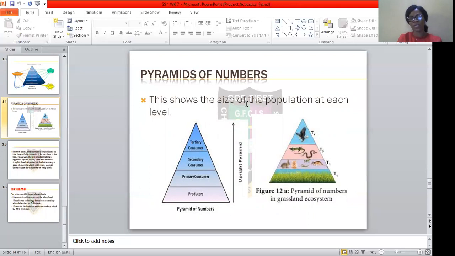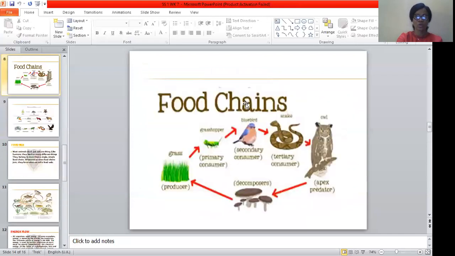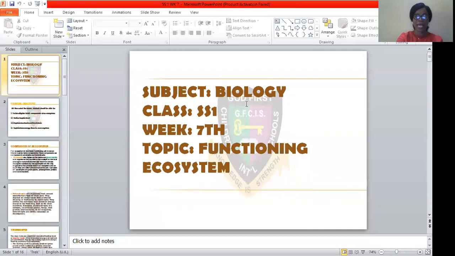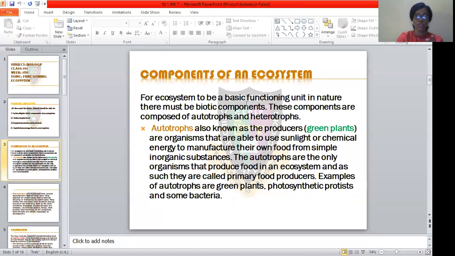With this, I would like to tell you that we have come to the end of today's class. Remember, let's do a quick recap. I talked about the topic for today, functioning ecosystem. And I said that for an ecosystem to function, it must have some components, which are the autotrophs and the heterotrophs. The autotrophs, as we all know, are the producers, that is the green plants. They are able to manufacture their own food by using sunlight. Examples include green plants, photosynthetic protists, and some bacteria.